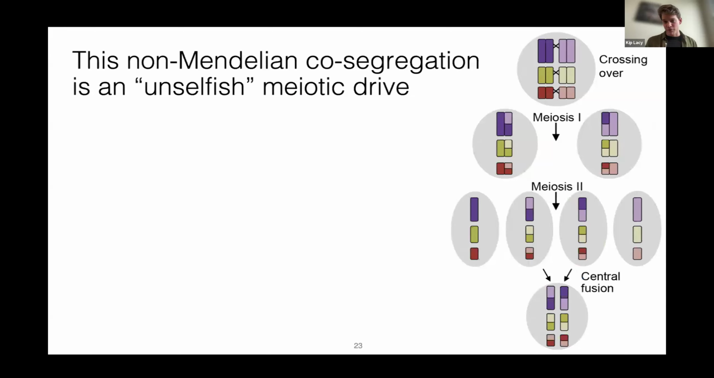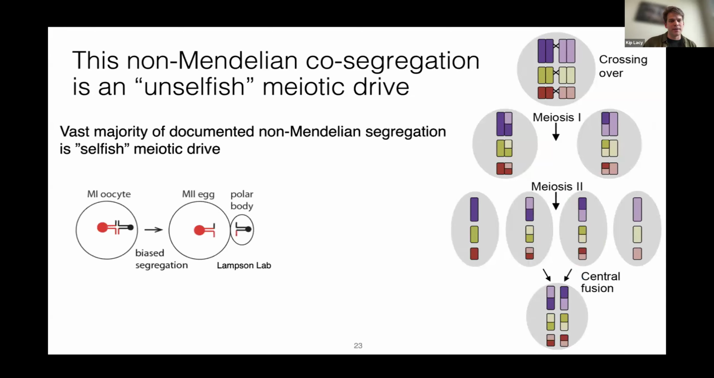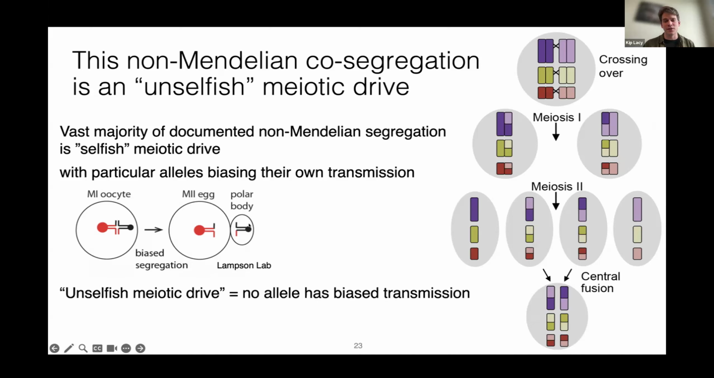So this is cool for a number of reasons. One of them is that there's other cases of documented non-Mendelian segregation, but in all those cases, there's particular alleles that bias their own transmission, and so it's sort of selfish, sort of like these selfish centromeres that are more likely to end up in the egg than into the polar body. But this is really unselfish because no allele has biased transmission. All alleles are biased to be co-inherited.